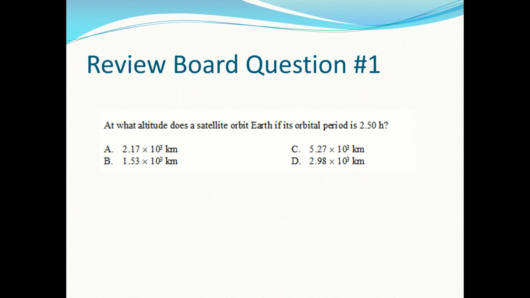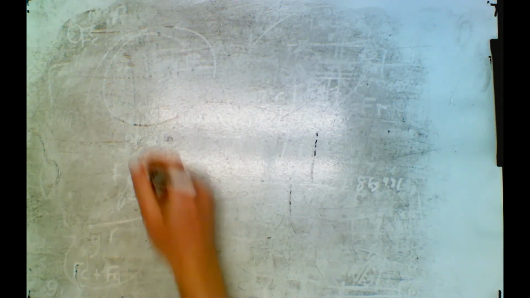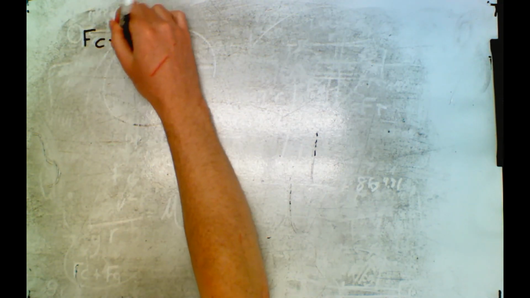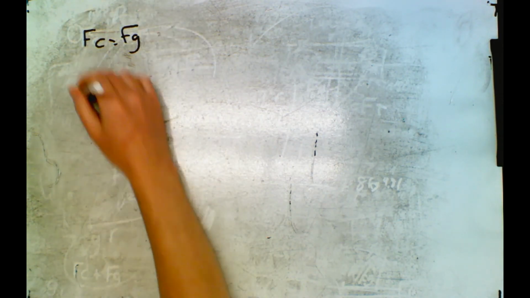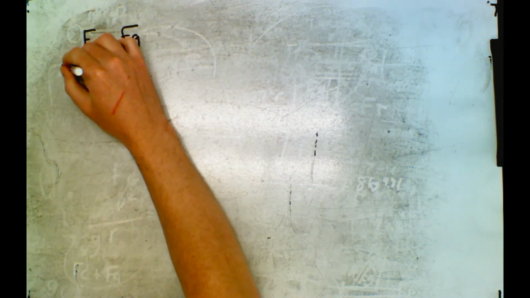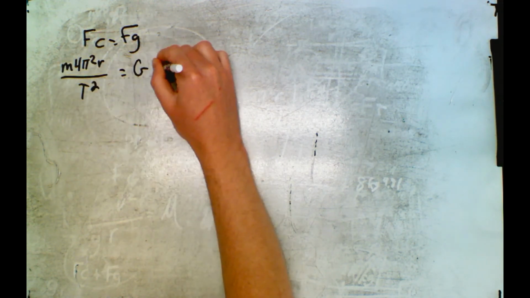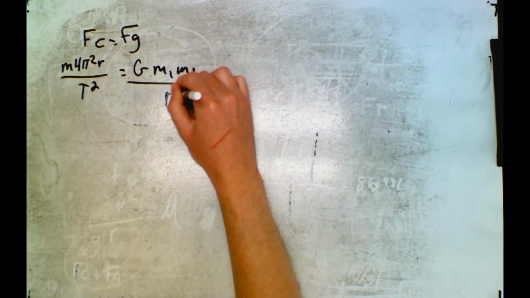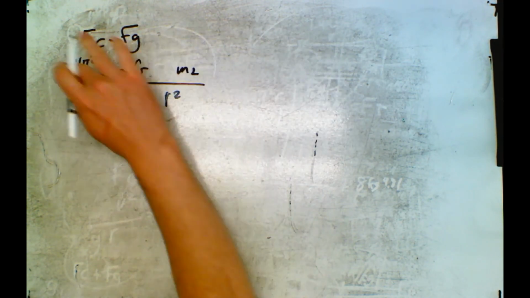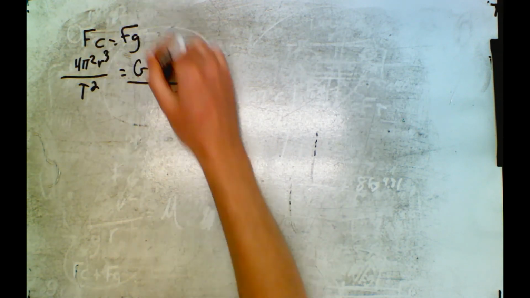So at what altitude does a satellite orbit Earth if its orbital period is 2.5 hours? So with all these questions, it's really easy to know where to start, because if you see the word orbiting or satellites or anything like that, it's always just Fc equals Fg. Really nice and straightforward. So they don't give us a speed when we're trying to find a speed, so we have to use m 4 pi squared r all over T squared equals G m1 m2 all over r squared. The mass of our satellite is going to cancel out. We want to find r. That's how we will get our altitude.